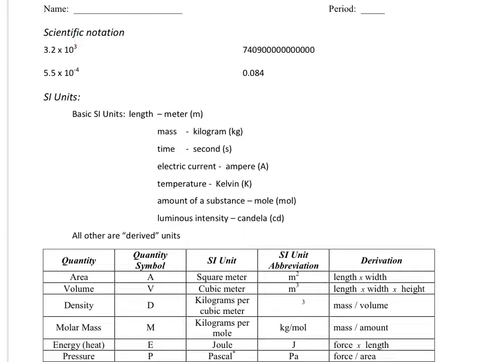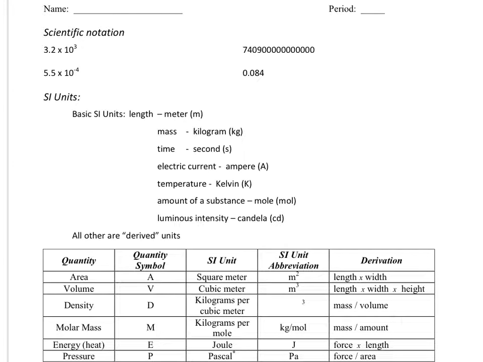If that power is positive, that tells you that that's a pretty big number. That tells you that it's greater than 1. If this power is negative, then that tells you it's a really small number. So that means this number is smaller than 1.